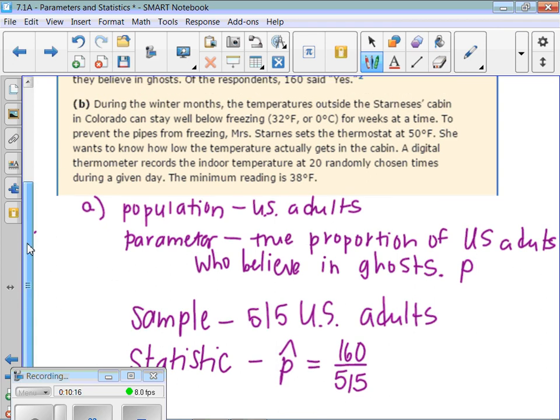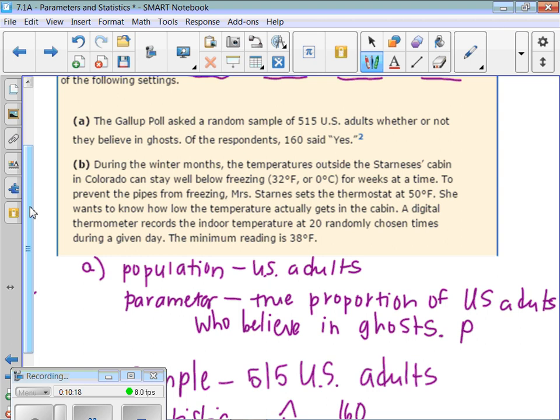All right, let's try B. During the winter months, the temperature outside the Starnes' cabin in Colorado can stay well below freezing, 32 degrees Fahrenheit or 0 degrees Celsius, for weeks at a time. To prevent the pipes from freezing, Miss Starnes sets the thermostat at 50 degrees Fahrenheit. She wants to know how low the temperature actually gets in the cabin. A digital thermometer records the indoor temperature at 20 randomly chosen times during the day, and then the minimum reading from those 20 times is 38 degrees Fahrenheit.